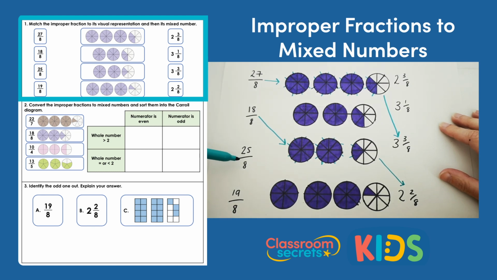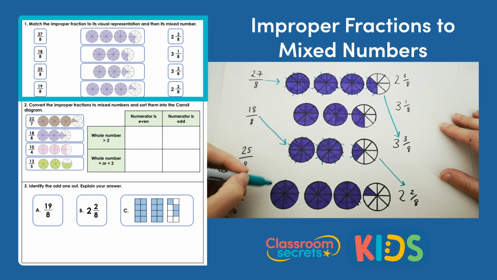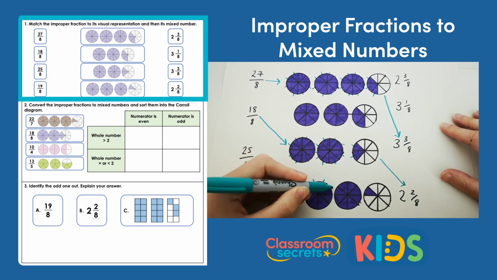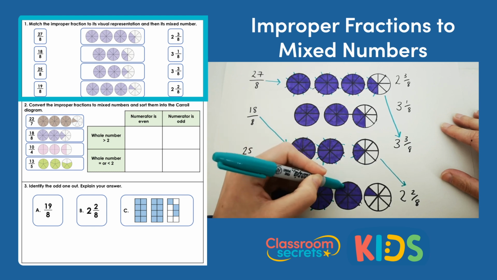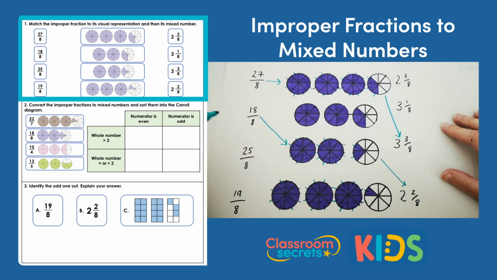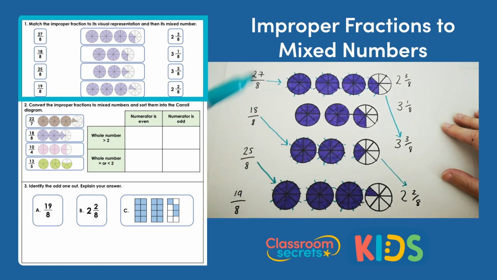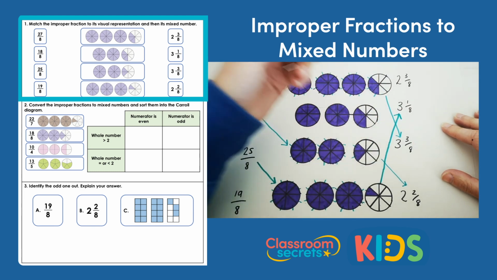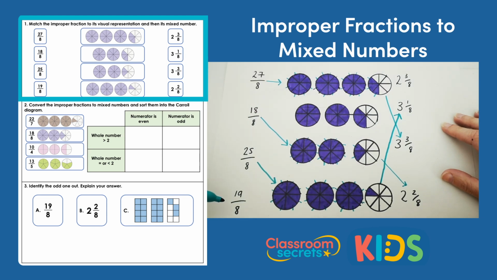25/8, again, because I know that 24 is 8 times 3, so that's 3 holes. We're looking at this image. But just to double check, I'll count. 1, 2, 3, up to 24, and then 1 is 25. So that matches to that. And now we know that 25/8 is equivalent to 3 and 1/8. 3 and 1/8 is up here, like that. And finally, 19/8.